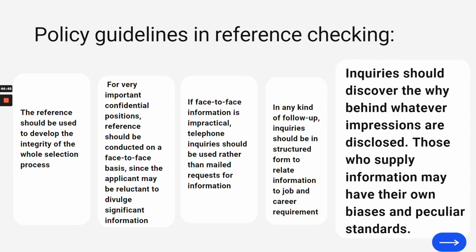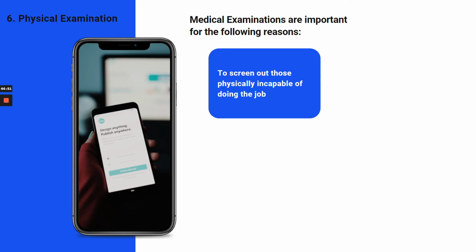And then what's next is the sixth selection process, which is the physical examination, of course medical examinations. And why are medical examinations important? Number one, so that we can screen out those who are physically incapable of doing the job. For example, if you need a PE teacher and the applicant has a heart condition, easily gets exhausted, or is epileptic, then they are not suitable. So that's why we have medical examinations.